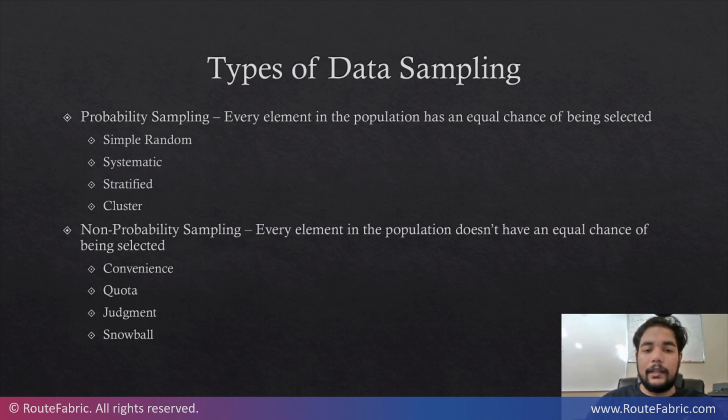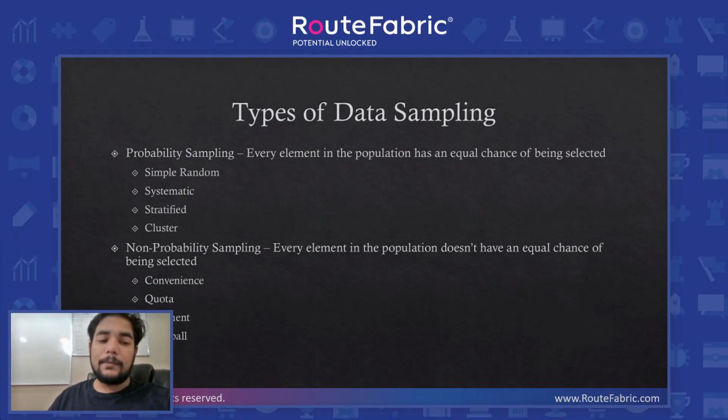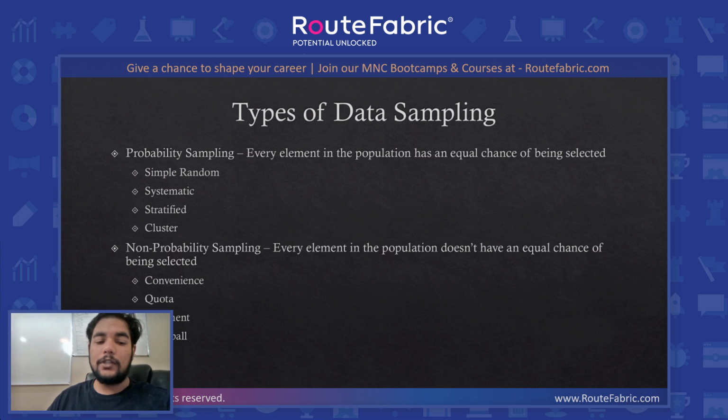Now let us look at the different types of data sampling. First, we have probability sampling, where every element in the population has an equal chance of being selected. The four types of probability sampling are simple random, systematic, stratified, and cluster-based data sampling. In non-probability sampling, every element in the population does not have an equal chance of being selected. The four types of non-probabilistic sampling are convenience, quota, judgment, and snowball.